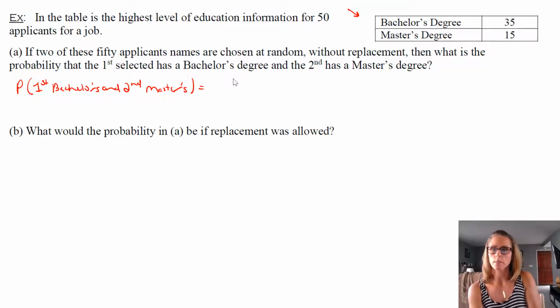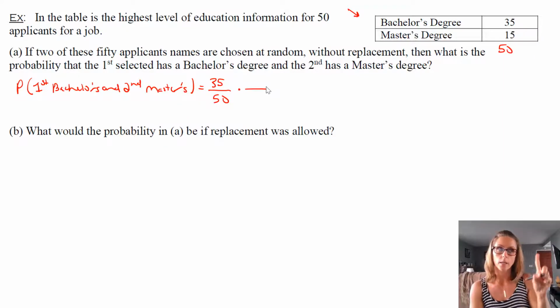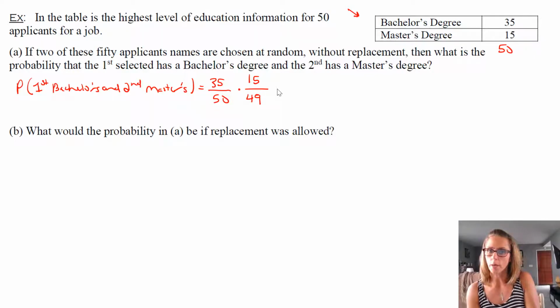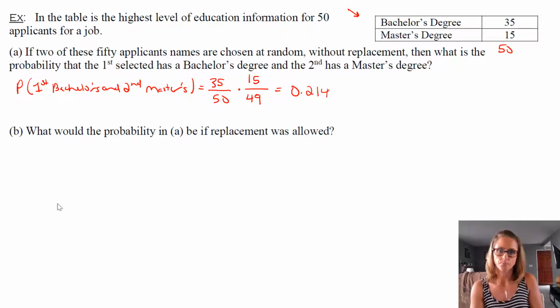So the probability that the first person has a bachelor's, we know that there's 50 total applicants. I mean, you're welcome to pause and see if you can get the answer to this now that we've done some examples. 50 and the bachelor's, 35. And then we have one less applicant because they had a bachelor's, so they are out. We do have one less bachelor, but that doesn't really matter. And we want the second to have a master's, so 15 of those. So notice the numbers aren't going down because we're actually talking about different things here as we have the first and the second. But we multiply, put it in the calculator, 0.214.